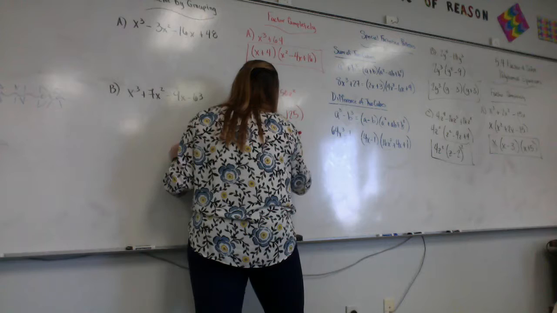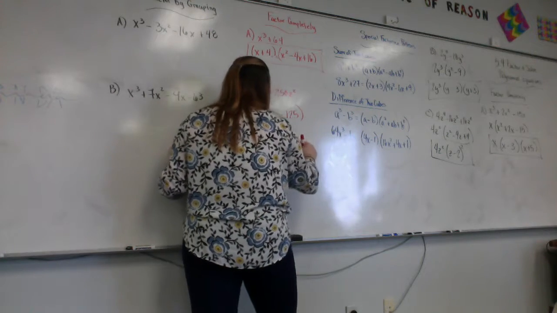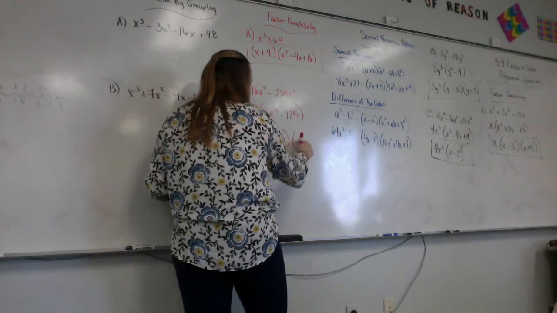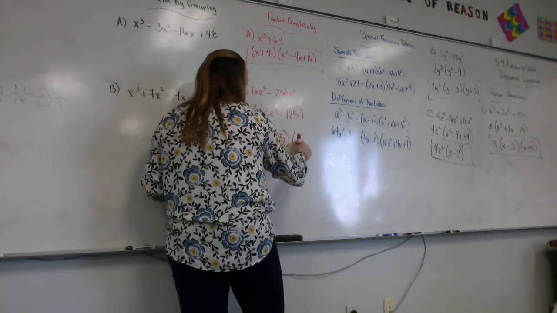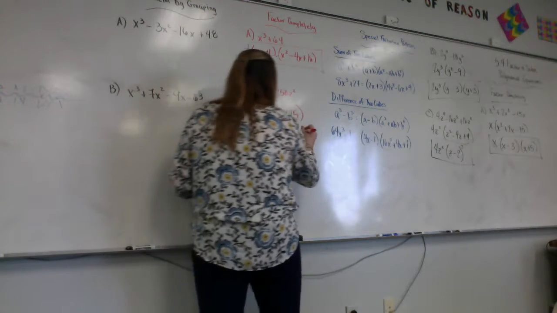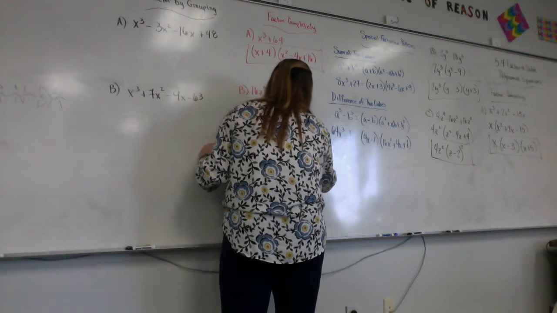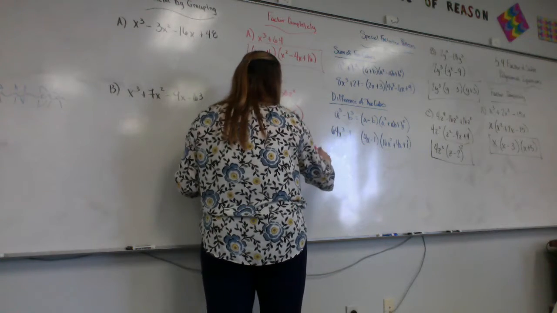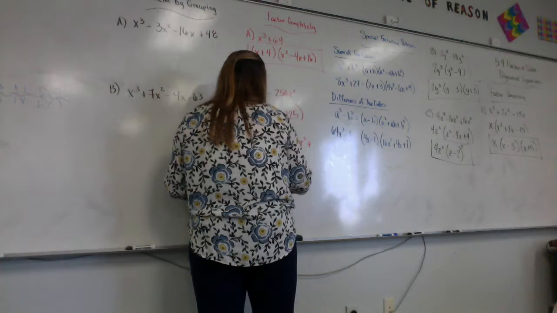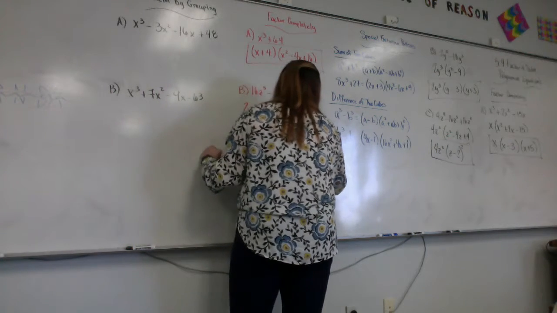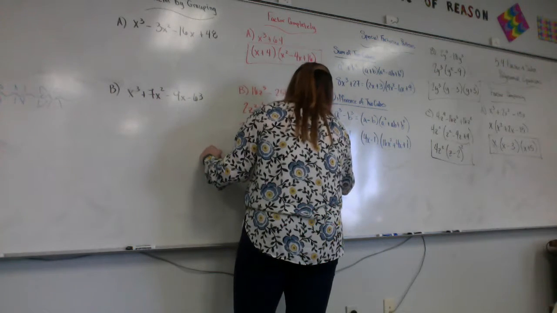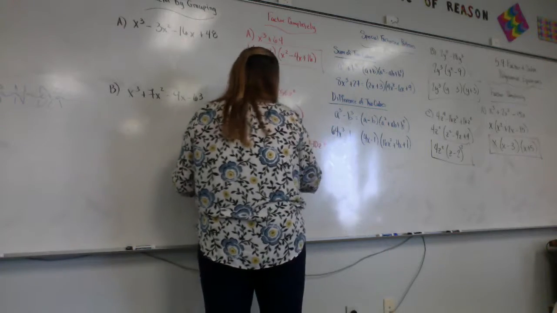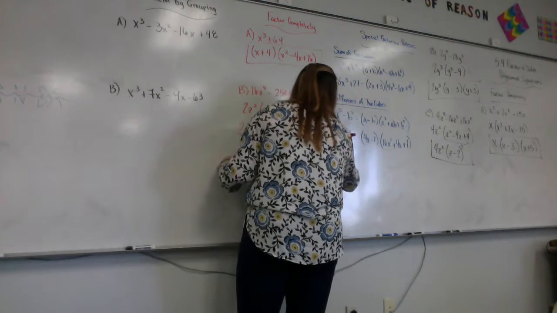5. Now I'm squaring this part here. So what goes here? 4z squared. Remember to square both portions of it. And then I have a plus sign. And then what goes here? 10z, 5 times 2. And then you square it, and I get 25.